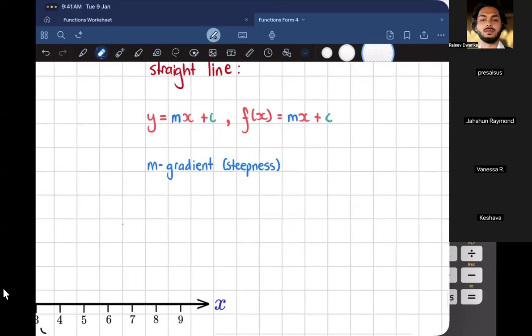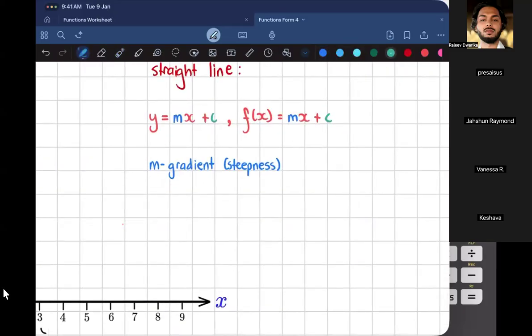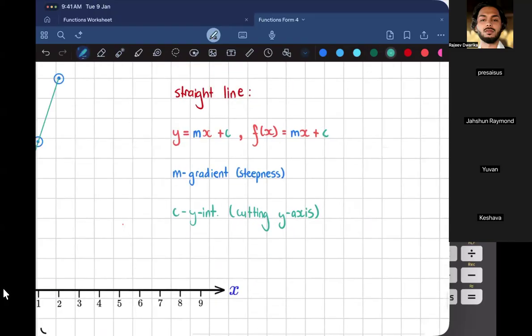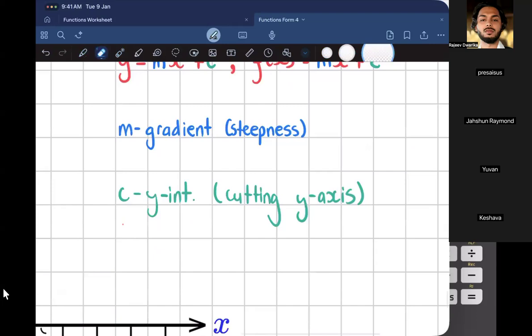So M, right, nice. So M is the gradient, and C is the y-intercept. When I hear the word intercept, what comes to mind? Like going through. Yes, that is it. So if you see C, the y-intercept, that means it's cutting the y-axis. I should probably write the full word, seeing that this is the first time you're seeing this. So C is the y-intercept.